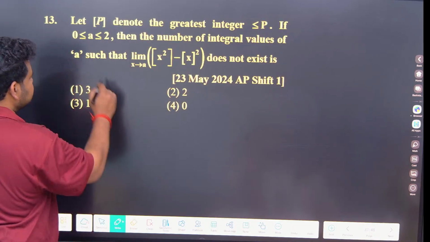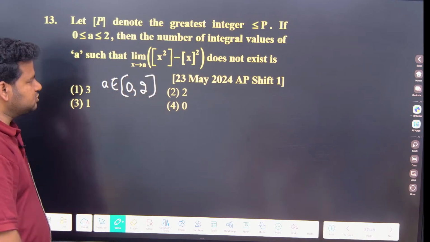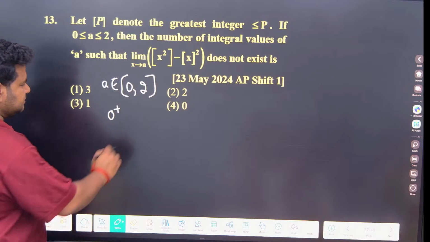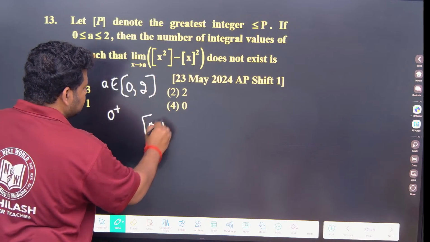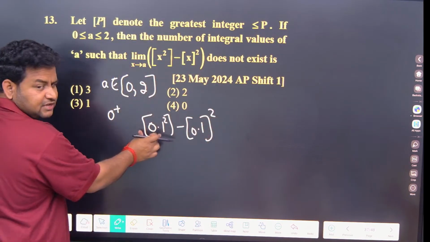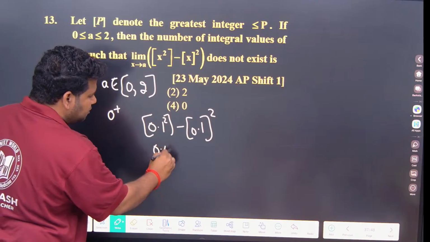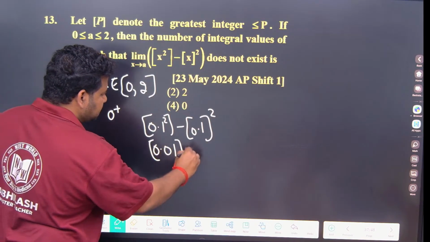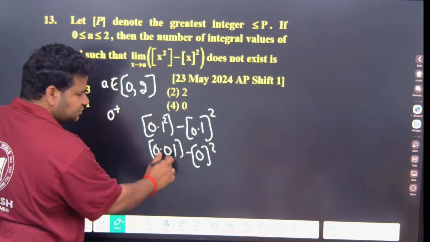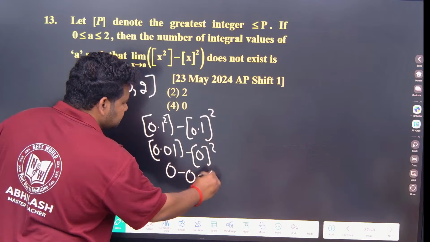Now the value that is given is what? A belongs to 0 comma 2, closed interval. If I talk about 0 plus, anything the value can be 0.1. 0.1 square minus 0.1 whole square. 0.1 square is 0.01, step function of that is 0. 0.1 step function is 0, whole square 0. 0 minus 0 is 0, we are getting 0.